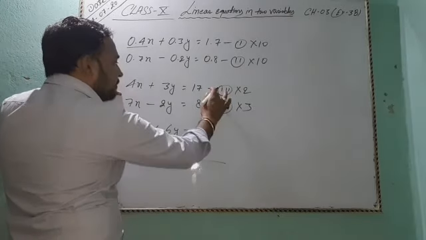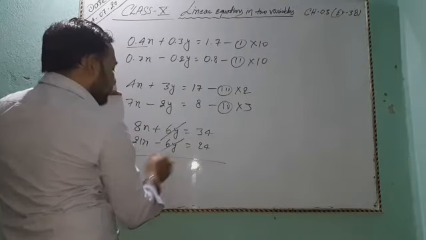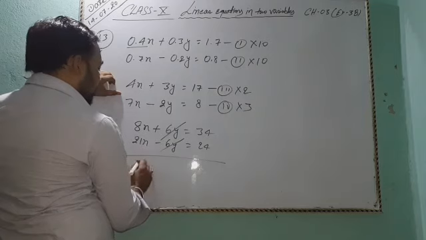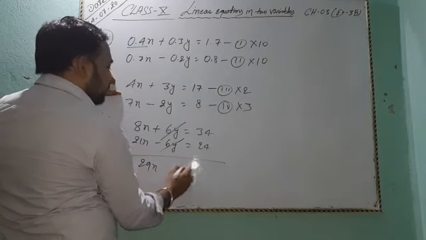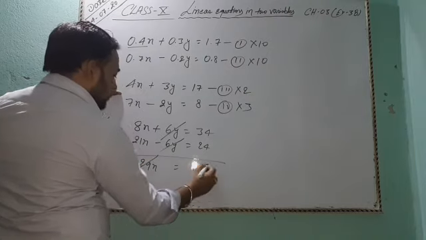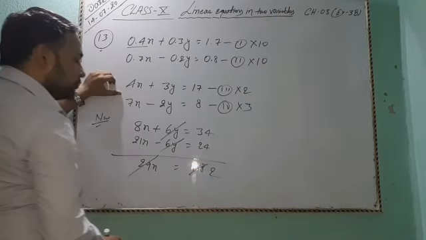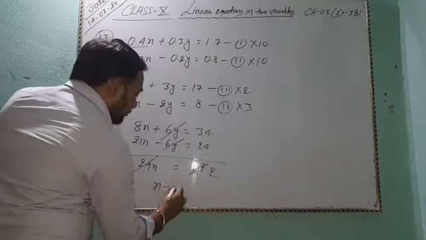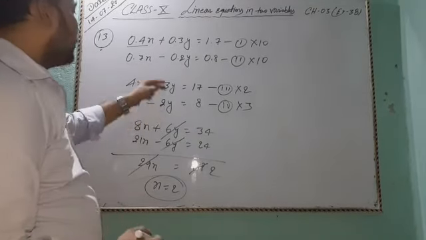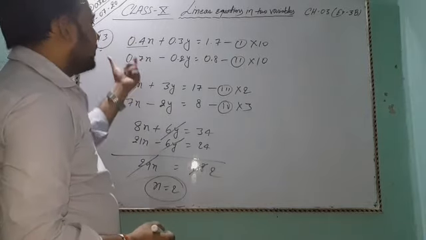Adding equation third and 4, 6y minus 6y cancel, 8x and 21x equal to 29x equal to 4 8s are 32 and 3 2s are 5. 29 twos are 58, that is the value of x equal to 2. And put the value of x in equation first, or equation third and 4, first or any.